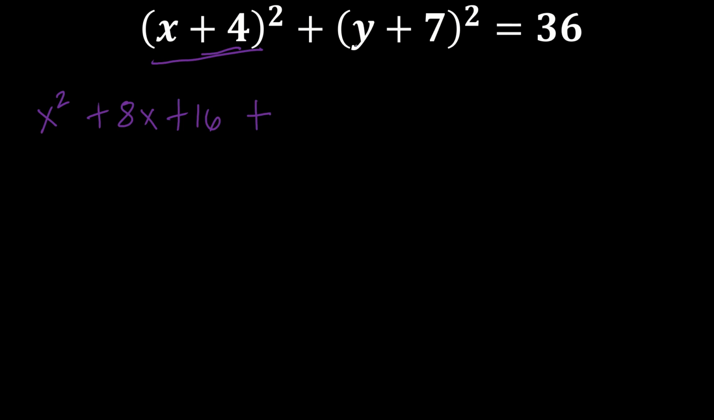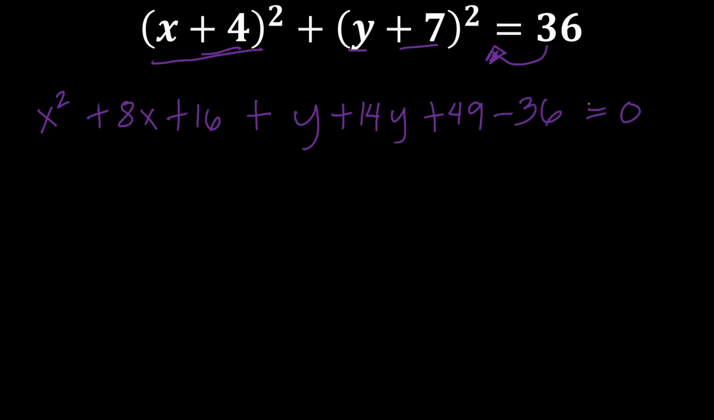Plus, again, y plus 7 squared. So square the first term, y. Then twice the product of the first and the second term. Y times 7 is 7y. 7y times 2 is positive 14y. Then square the second term. 7 times 7 is positive 49. Then si positive 36 ililipat sa kabila. So from positive siya ay magiging negative 36. Then equate that to 0.